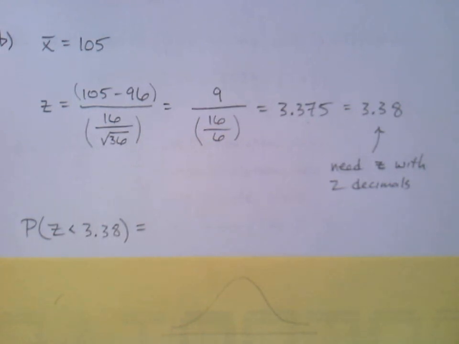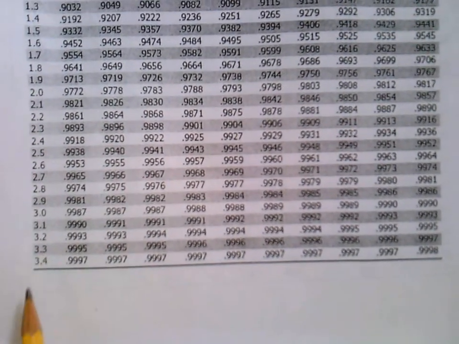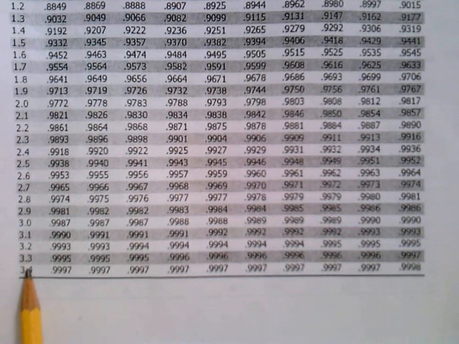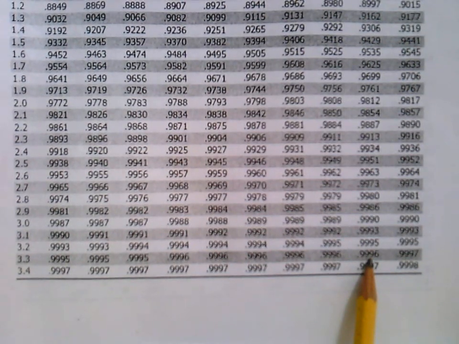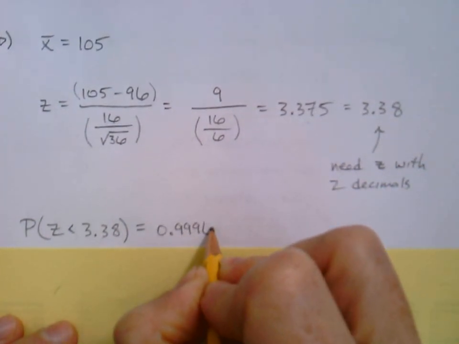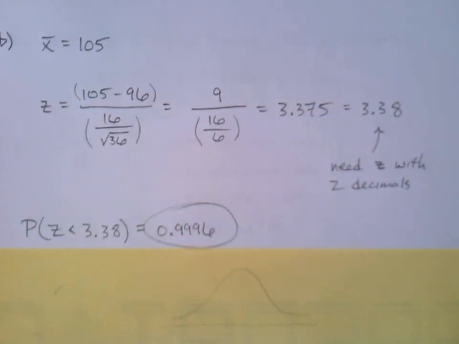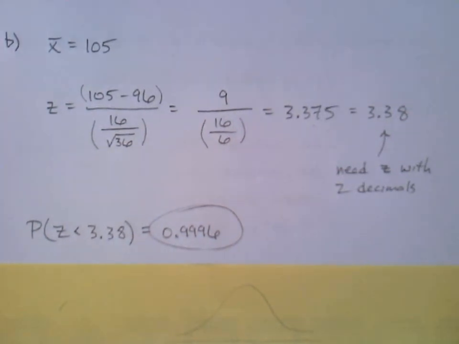Okay, so if you've got your table, again, it's a positive. 3.3 is almost at the very bottom, and 3.38 is the second to last. 0.9996. Wow. There's our answer. It's barely shy of 100%. 99.96% chance that your sample of 36 cars has an average age less than 105 months.